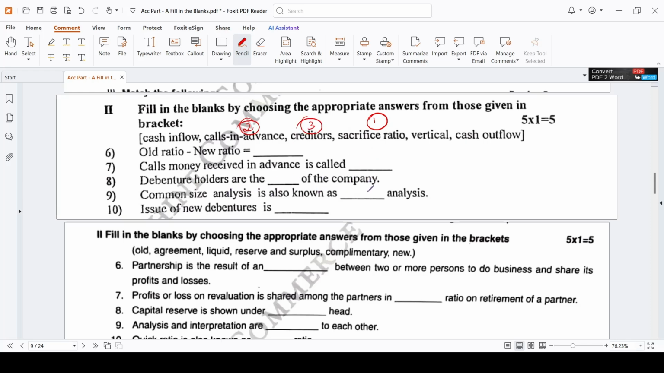Common size analysis is also known as dash analysis. Common size, vertical. Issue of new debentures is a dash, cash inflow or cash outflow. When you are issuing a debenture, you are going to receive the cash. That is cash inflow. Cash outflow is wrong.